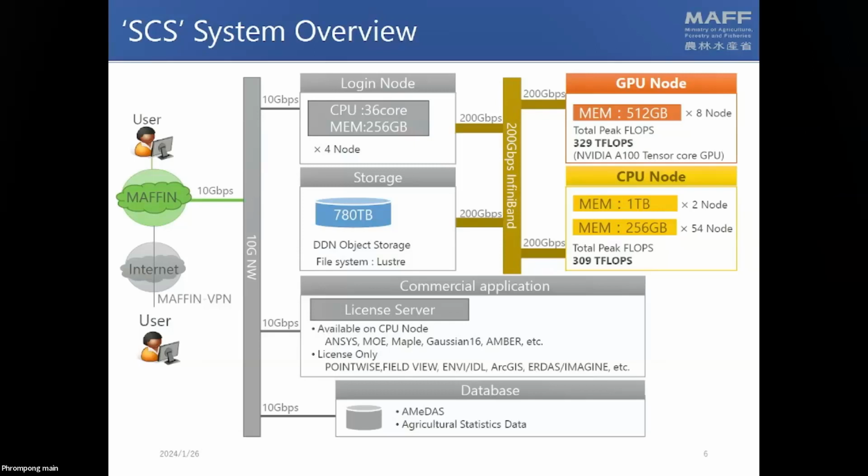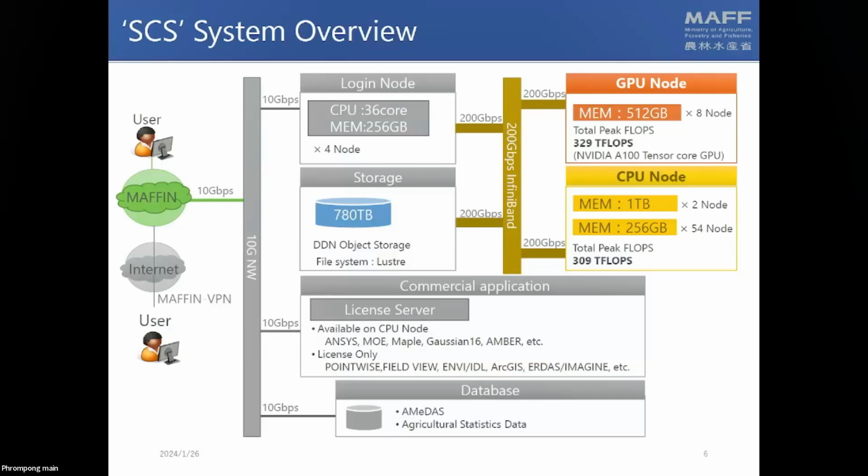Access to compute nodes is routed through the login nodes. The connection between login nodes and compute nodes is established at 200 gigabits per second with InfiniBand. The compute nodes consist of 8 GPU nodes with NVIDIA A100 GPUs, each with 4 GPUs, 2 general-purpose CPU nodes with 2 terabytes of large memory, and 54 nodes with 256 gigabytes of memory. Program execution on the compute nodes supports both batch execution and interactive execution.